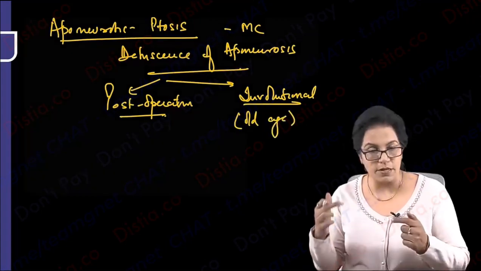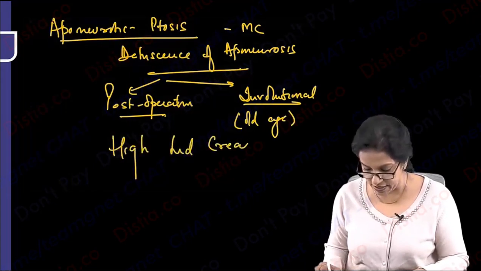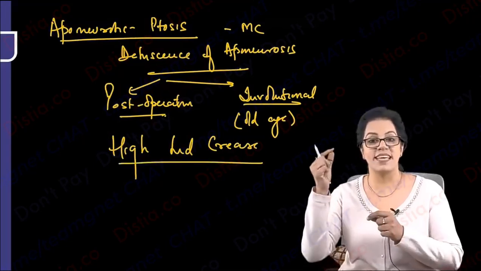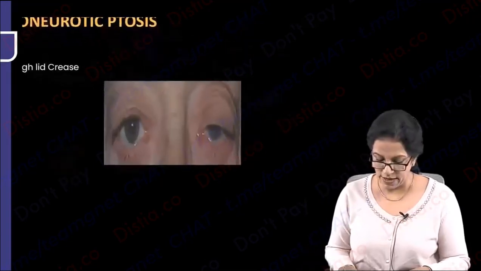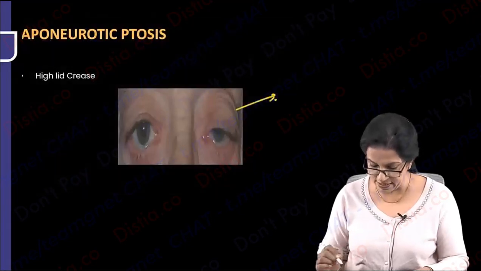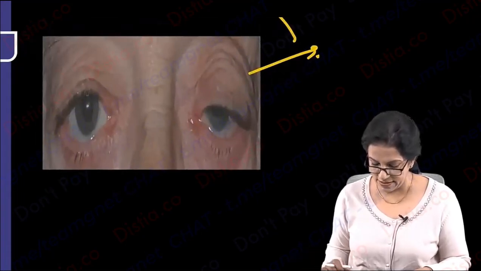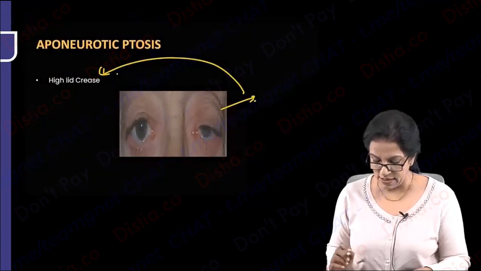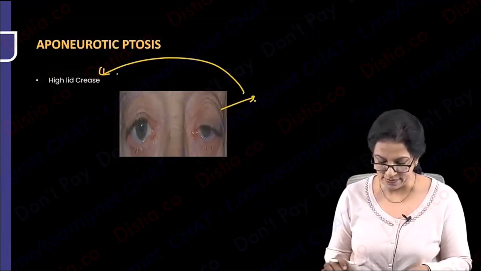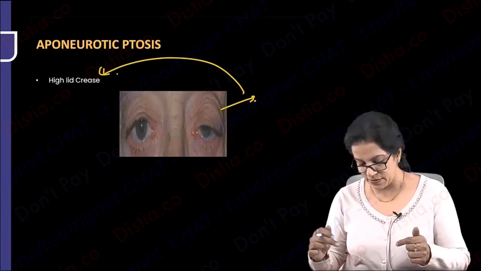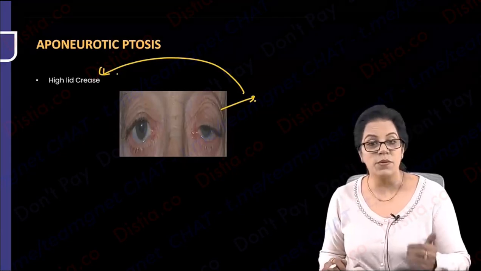Okay, what is very, very important, because of the dehiscence, what you are getting is a high lid crease. The lid crease, I told you, is due to attachment of the LPS to the skin. So now due to dehiscence, it moves up. This is important. Okay, have a look. This is a high lid crease that you can see in aponeurotic ptosis. This is a ptotic eye with high lid crease. Actually, there are too many lines on this because of his age. Maybe it's confusing, but it's at the higher level. Just remember this.